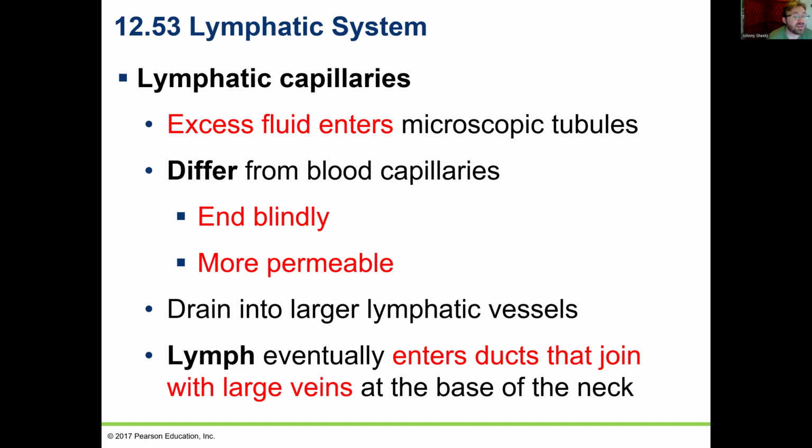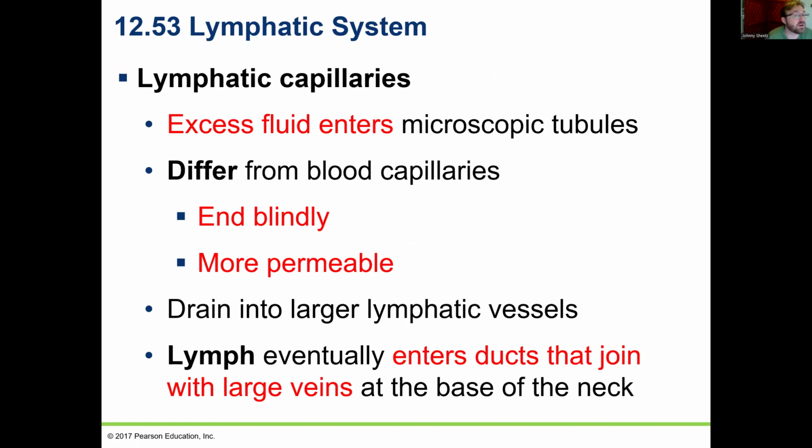Now, the lymphatic capillaries are going to be the point where microscopic tubules are being saturated with fluid from the tissue, which then is going to be returned to the system from there. So these are going to be different from blood capillaries because they have an ending. They don't circulate through. They just stick out terminally. They also are significantly more permeable. It's easier for things to get into the lymphatic system than the circulatory system.